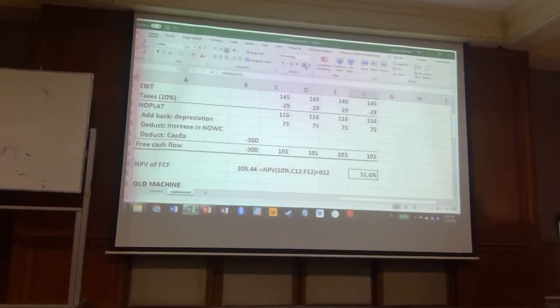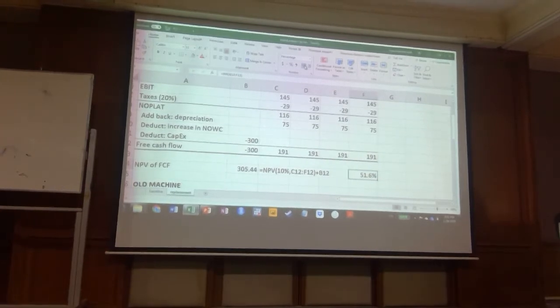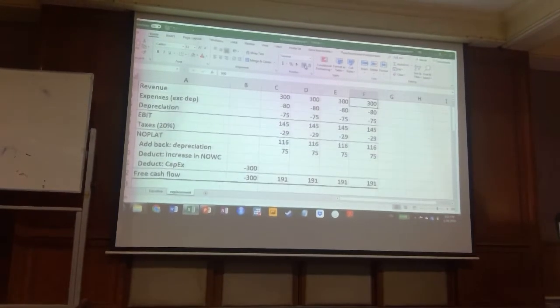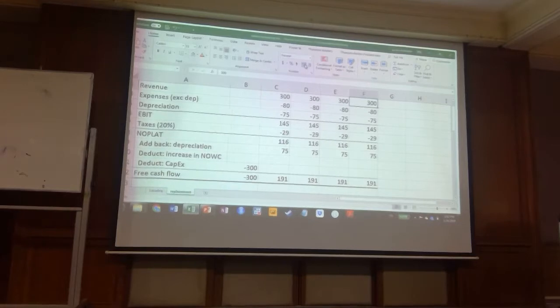But remember, it's not about doing or not doing. Okay? It's about doing this or the other. So we want to look at what you get from investing in the old machine too. Okay. So we have the cash flow of the new machine. Let's go back to the old machine and calculate. What if we stuck with the old machine? What would we have gotten instead?